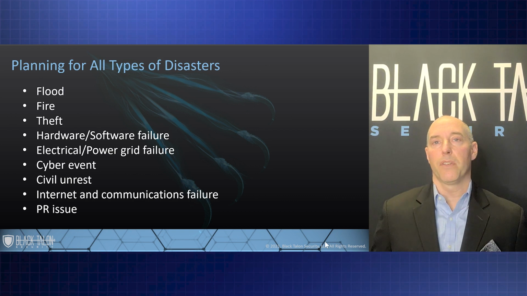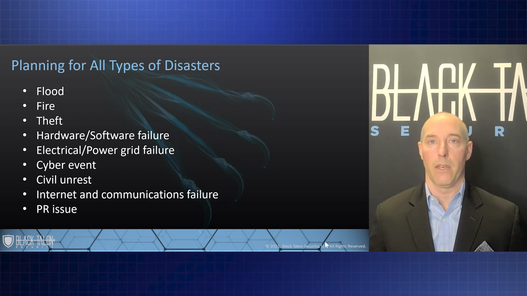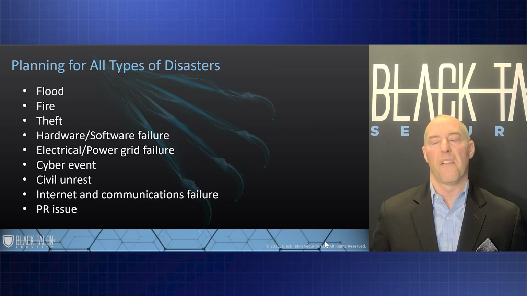So, what types of disasters do we need to plan for? It's not always a cyber event. It could be a flood, a fire, theft, hardware, software failures, right? Those are very common. Electrical and power grid outages. Someone hits a telephone pole right in front of your office, the power lines come down, your phone lines go down. You have no electricity, you have no telephone capability within your practice. So how do you deal with that?